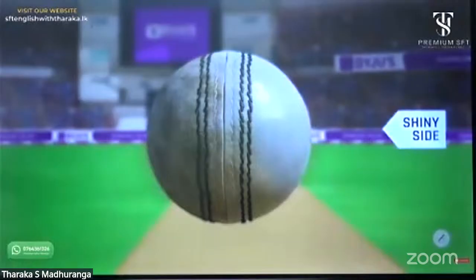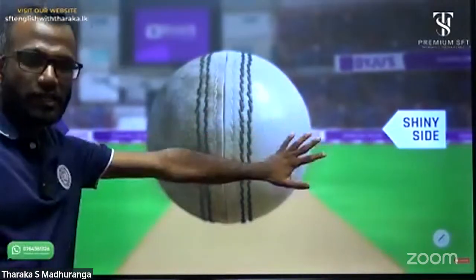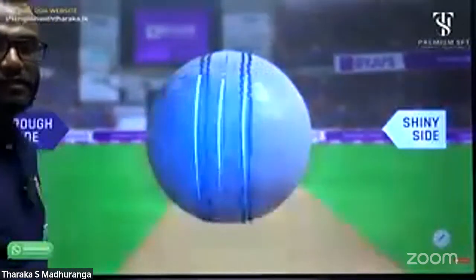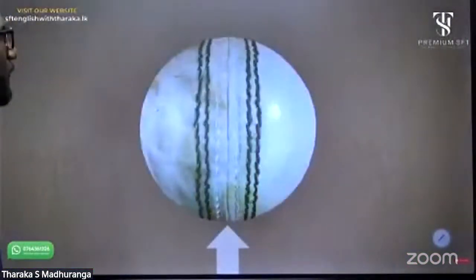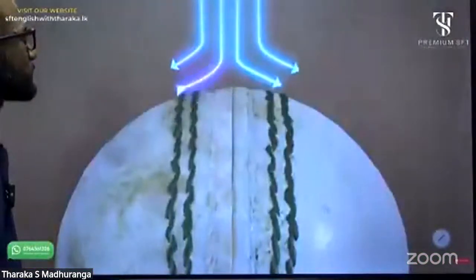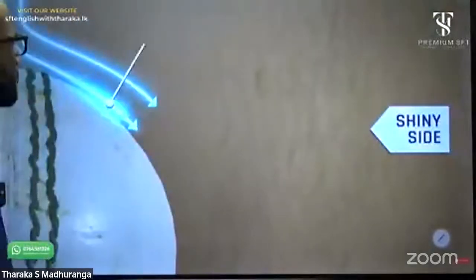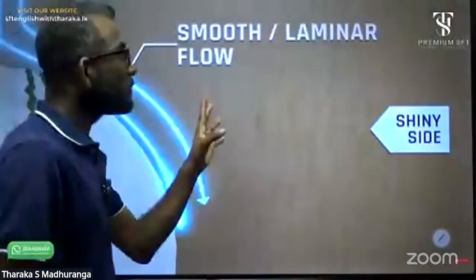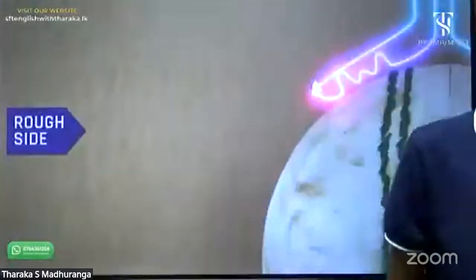Let's take a closer look. One side of the cricket ball is shiny, and the other side is rough. The seam is set up straight. As the ball cuts through the air, it bifurcates the air at the seam. On the shiny side, the air flows smoothly. It is a laminar flow. And on the rough side, the air flows chaotically, a turbulent flow.